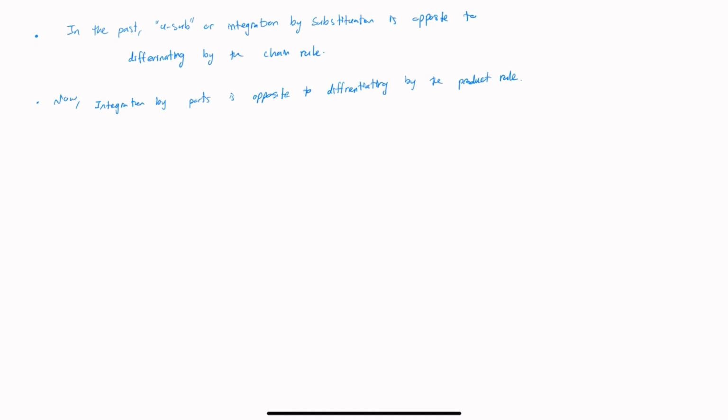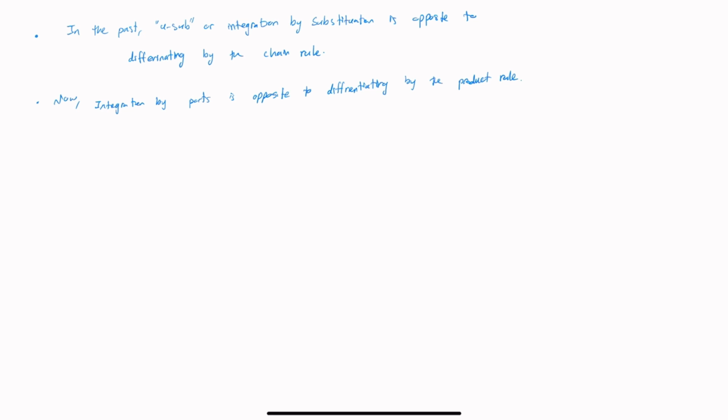Note that in the past, u substitution, or integration by substitution, is the opposite of differentiating by the chain rule. Now, integrating by parts is the opposite of differentiating by the product rule. Let's show that.